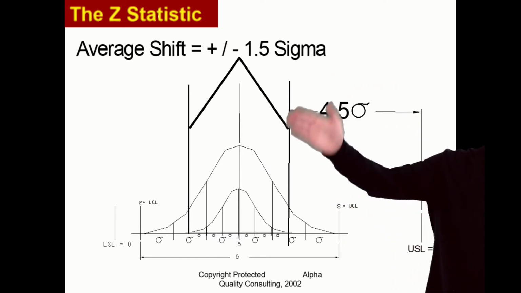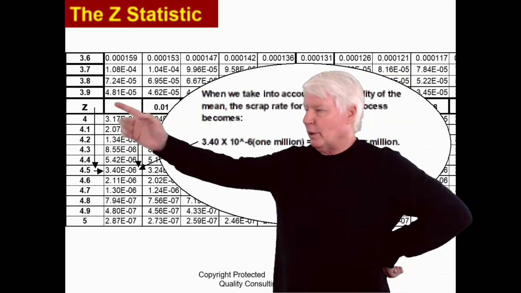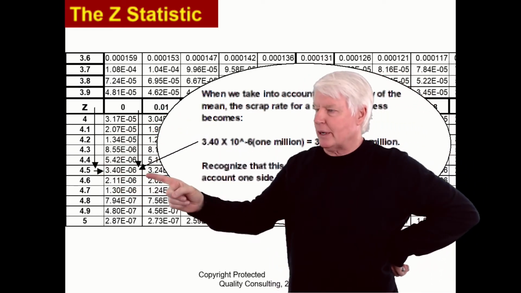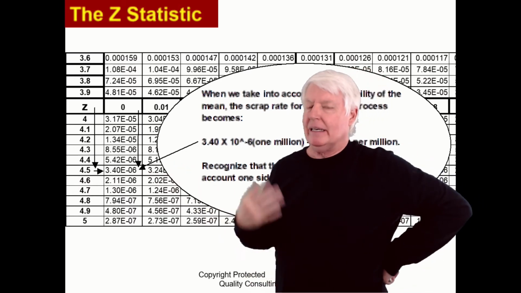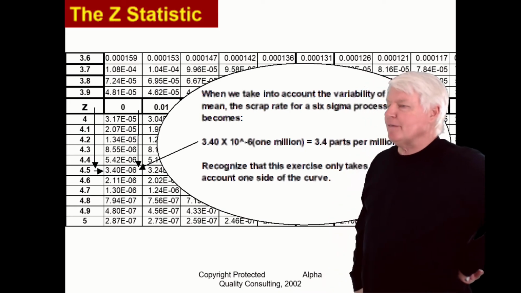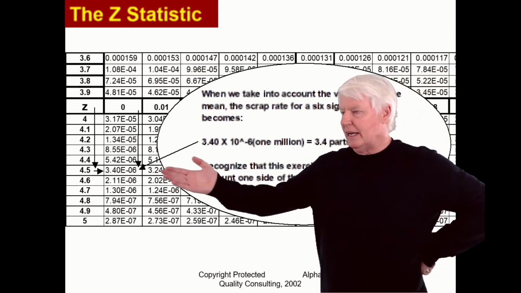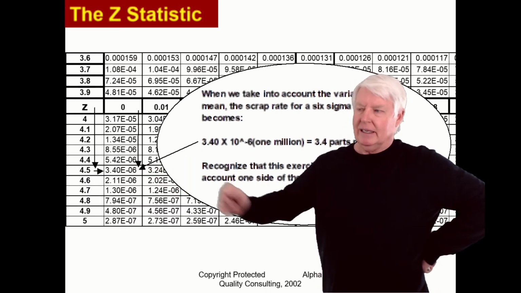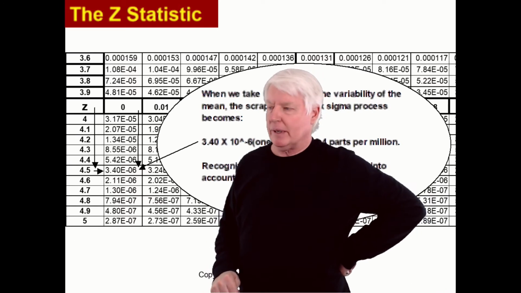Then they said, let's go look up 4.5 sigmas with this new assumption. They go over to 4.50. There it is, 3.4 e to the negative 6. I multiply that by a million. It's 3.4 parts per million. There you go, 3.4 parts per million. And that allowed their calculation to shake hands with reality. So whenever they did capability studies, they assumed the 1.5 sigma shift.